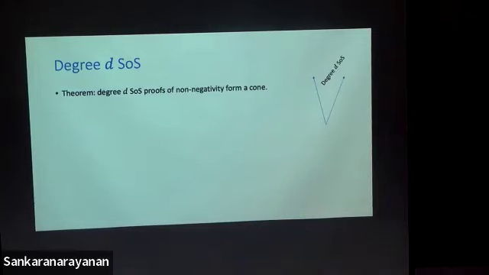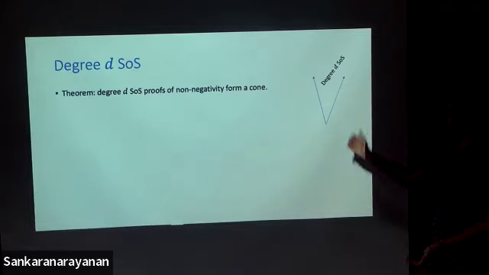Okay. So the first observation is that degree d SOS proofs of non-negativity form a cone. So what does a cone mean? A cone is just a convex set which satisfies two properties: if you sum two points from the cone, the sum should lie in the cone, and if you take any point in the cone and multiply it by some positive number, that should still lie inside the cone. Right? So these are the two things that a cone needs to satisfy.